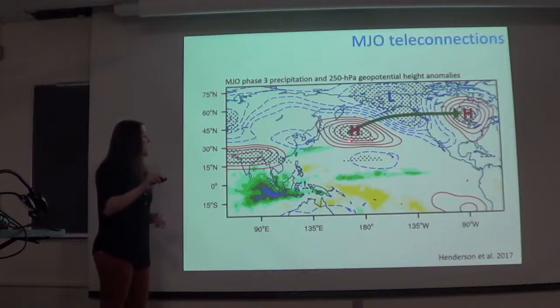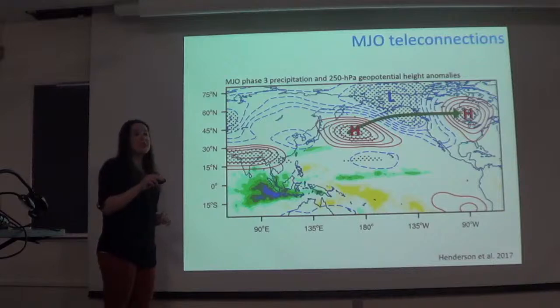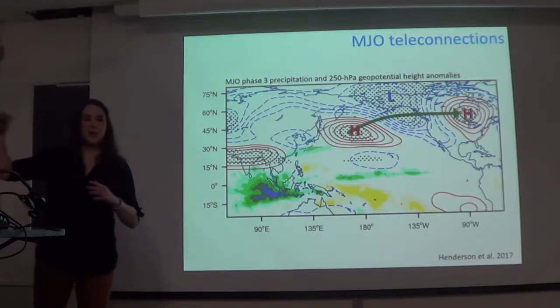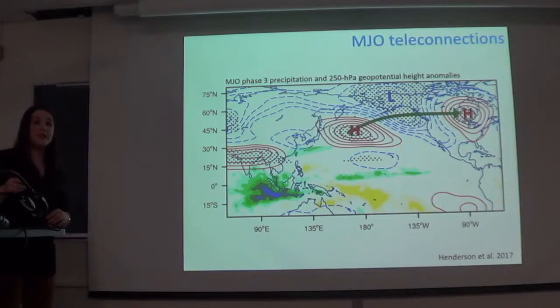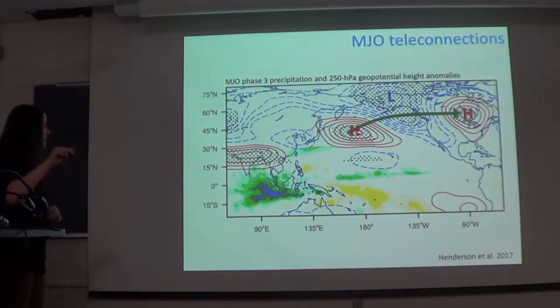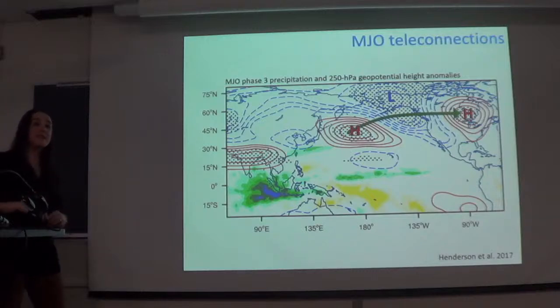So this would interact with whatever the extratropical geopotential height field already looks like, right? So you're increasing the heights here, you're decreasing the heights here as a result of this tropical forcing.